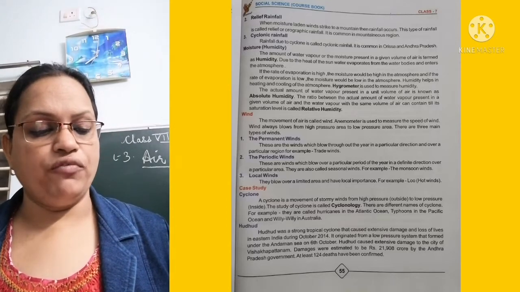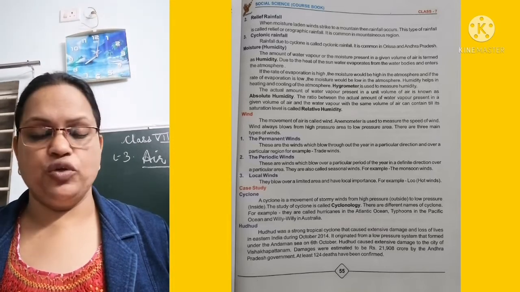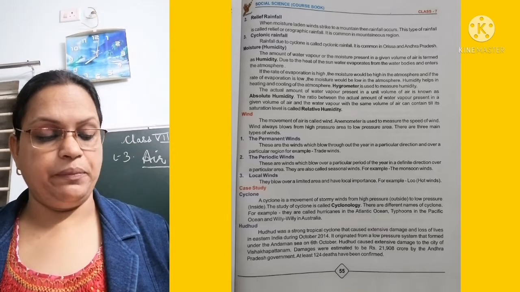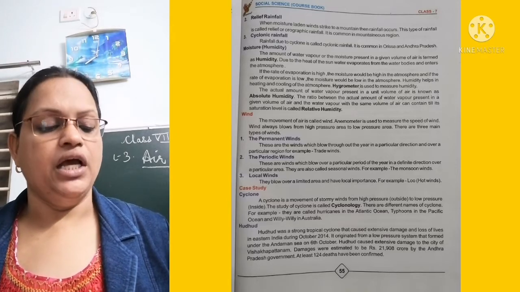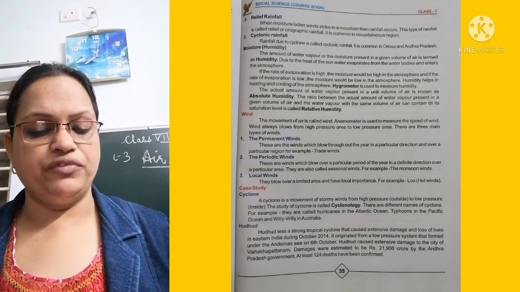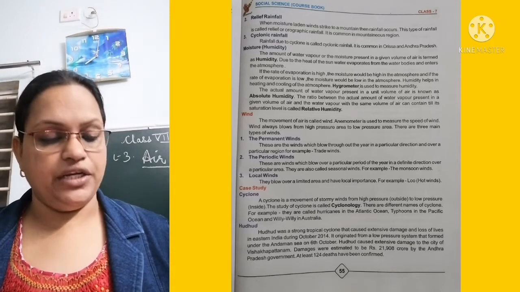The actual amount of water vapor present in the unit volume of the air is known as absolute humidity. How much water vapor? The ratio between the actual water vapor present in a given volume of air and the water vapor the same volume of air can contain till its saturation level is called relative humidity.